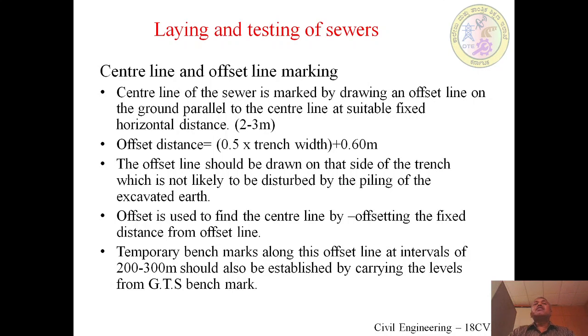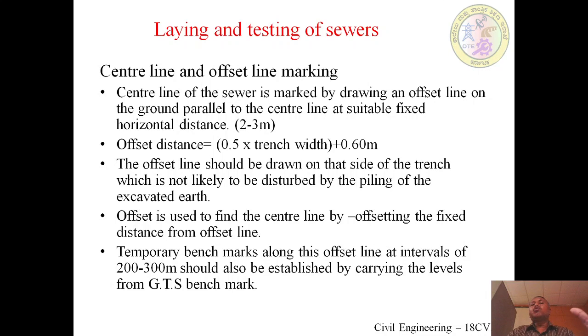Offset distance: the center line of the sewer usually gets excavated. That's why we have to locate another line parallel to the center line, called the offset line, at some distance called the offset distance. Usually that is half the width of the trench plus 0.6 meter. The offset line should be drawn in such a way that it is not covered by the piling of the excavated earth. It will be discussed with respect to the sketch in the next slide.